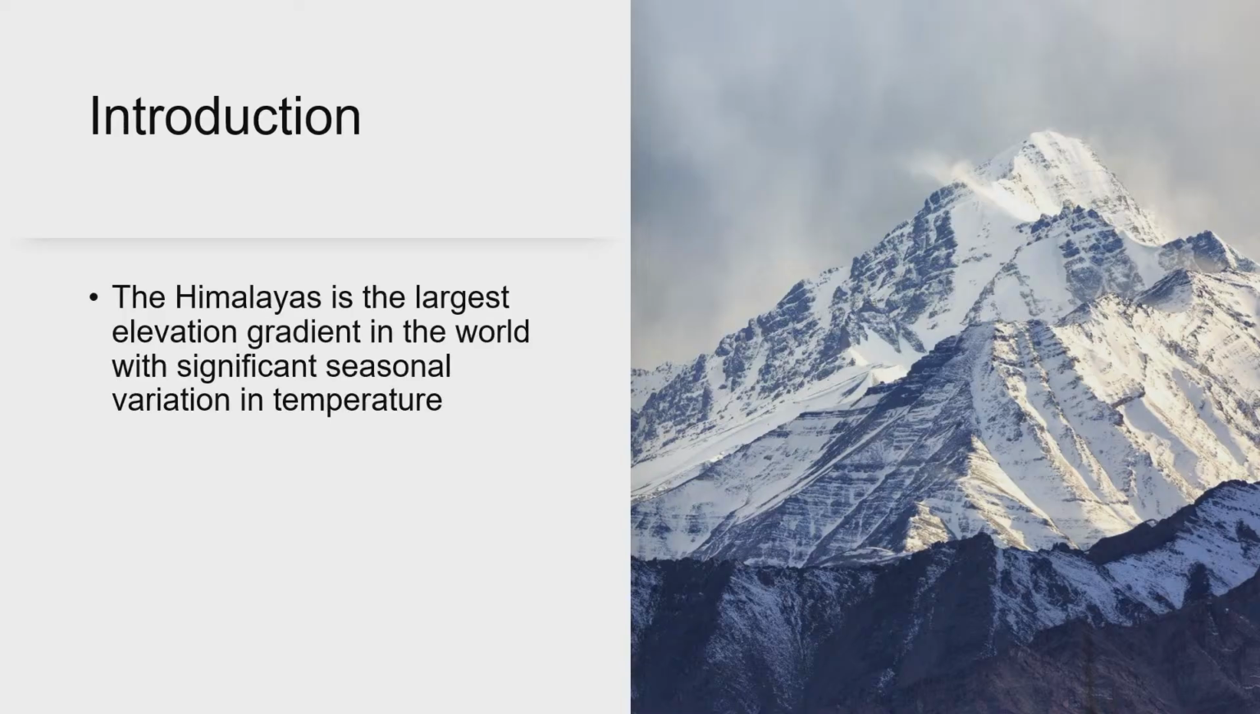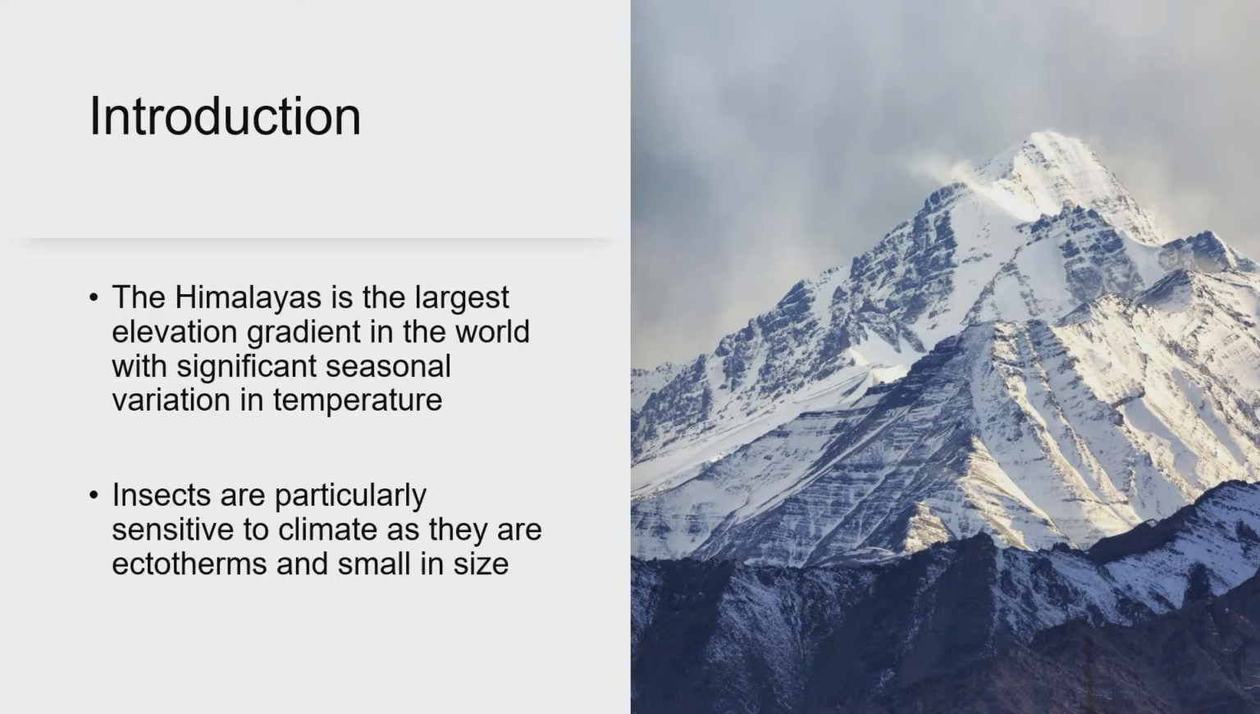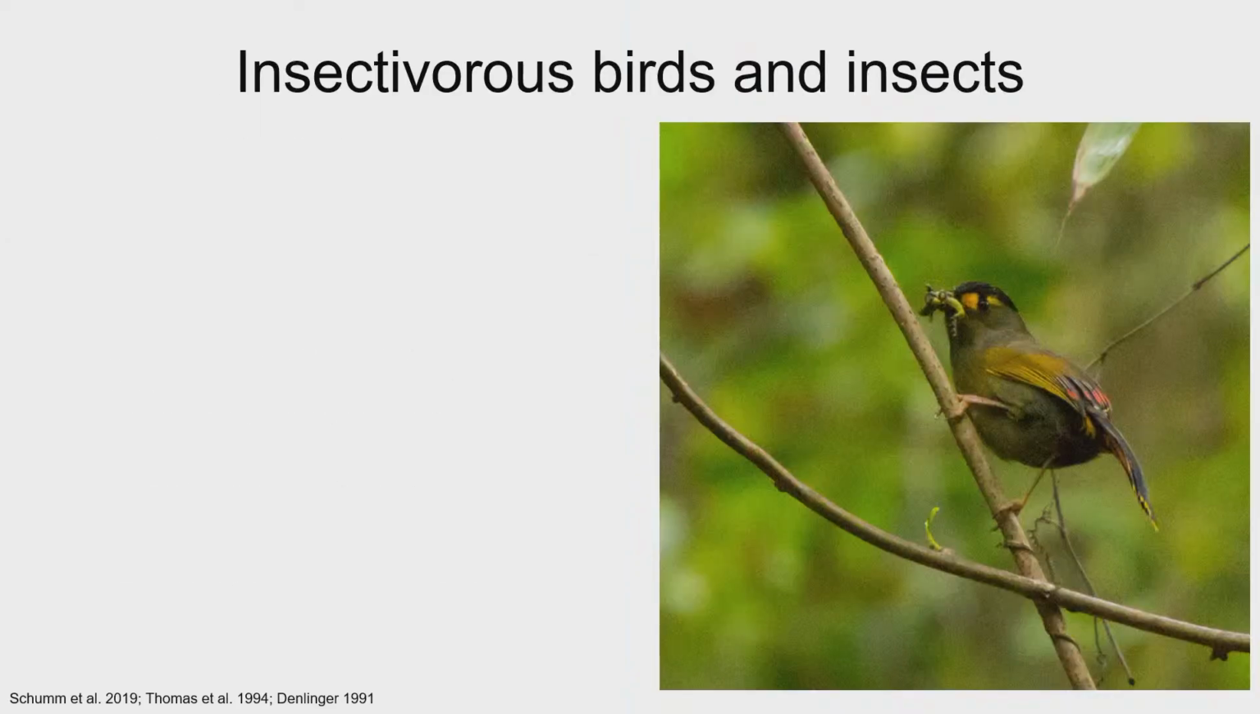So the Himalayas, as you know, is the largest elevation gradient in the world, with a lot of variation in temperature across the elevation gradient. And insects in particular, because they're small and ectothermic, they're cold-blooded animals, are very affected by cold temperatures, especially at higher elevations in the Himalayas.